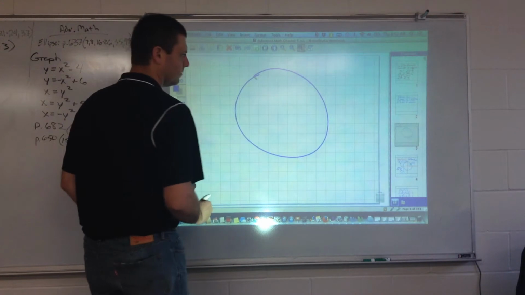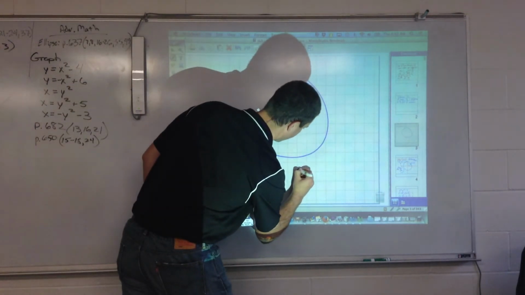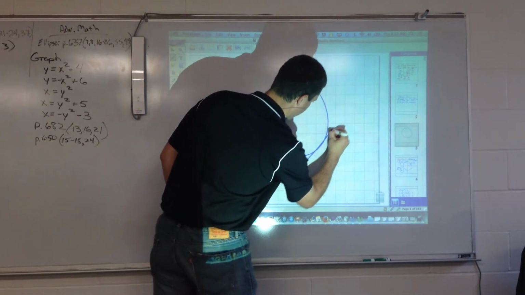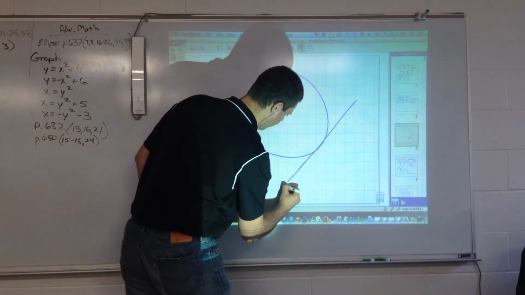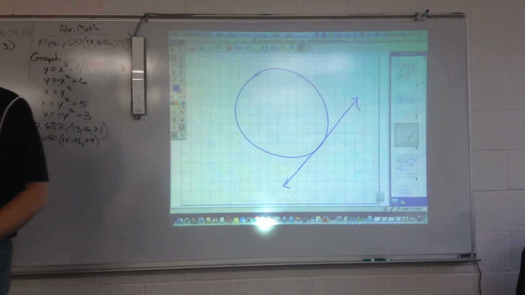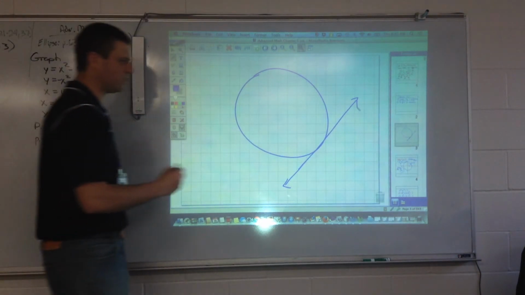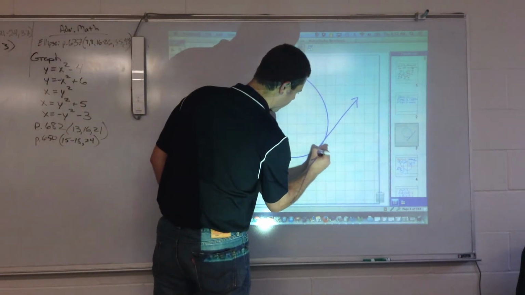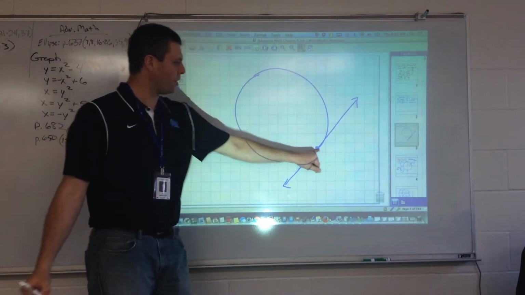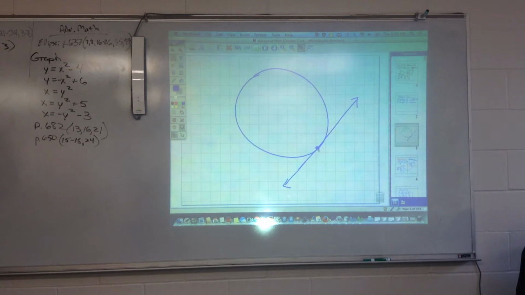If I have a circle, and I draw a tangent line, why is that a tangent line, first of all? Only hits the circle at one point. Just nicks it, just grazes it. Okay? So let's say that point of intersection is located right there. Okay? So this is a tangent line.